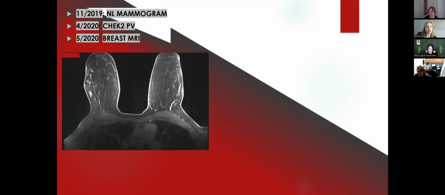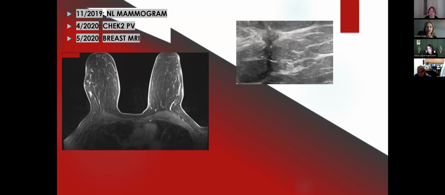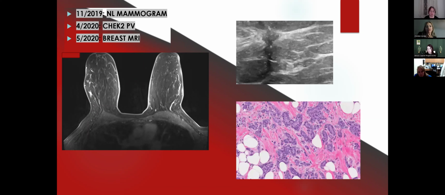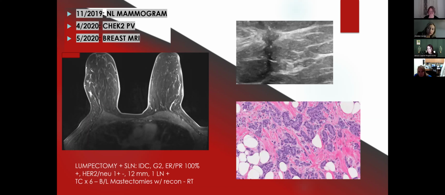And her breast MRI is here, and we can see this little guy, this irregular mass here. She had a point of care ultrasound, and we can see that this is ugly. Then she had a biopsy, and it was invasive ductal. So she went through all of the treatment, all of the surgery. But with timing, I feel like it is everything.